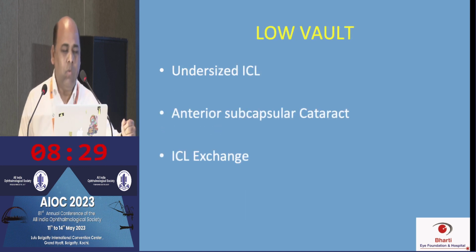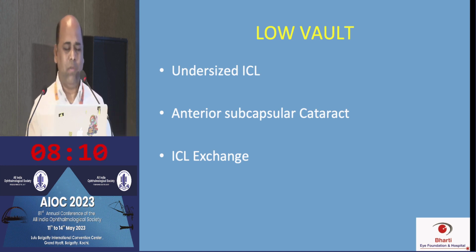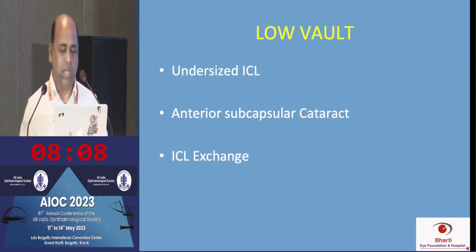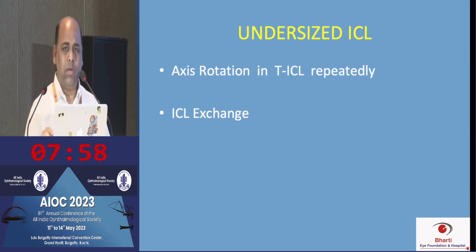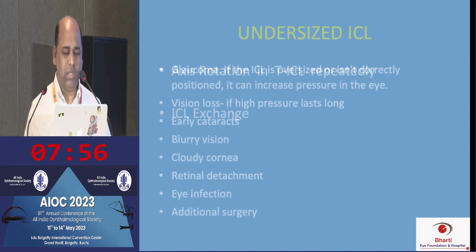In case of low vault, the main problem is the undersized ICL, and it can cause anterior subcapsular cataract. So we have to be very careful while sizing the ICL. We need to follow up these patients to see how it is progressing. If there is any sign of anterior subcapsular cataract, it's best to exchange that lens. And as Dr. Sri Ganesh told, axis rotation works very well for the non-toric, but with the toric, you cannot rotate it, so you have to exchange it.